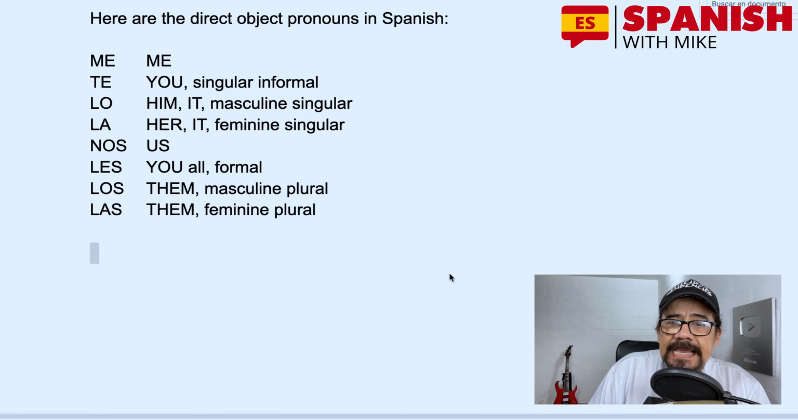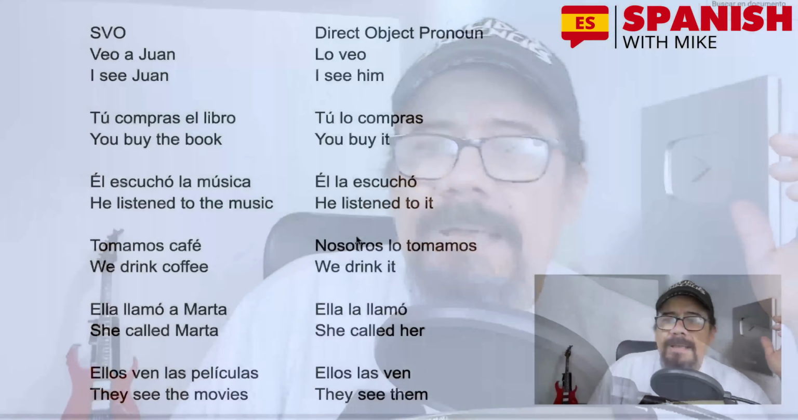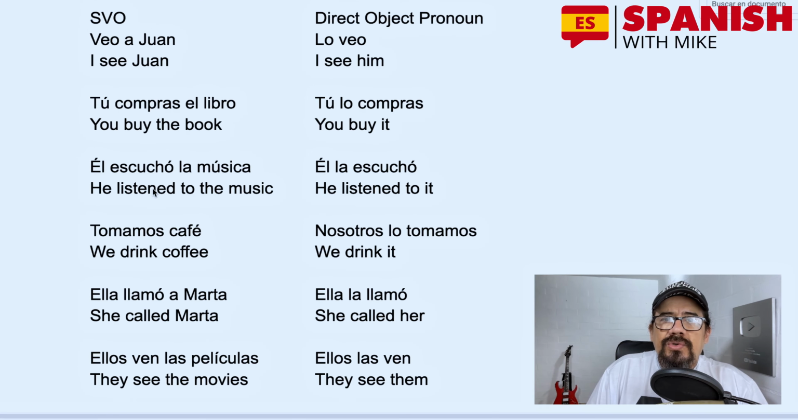So what's the idea here? The idea here is to fully understand how it works in Spanish, because it works kind of like in English, but with a little twist. So I have some examples here, and we're going to see these examples. So we have two columns. We have the left column, a subject, verb, object sentence. The structure of these sentences is subject, verb, object. And the right column, we have the same sentence using the direct object pronoun. And you'll see what happens.